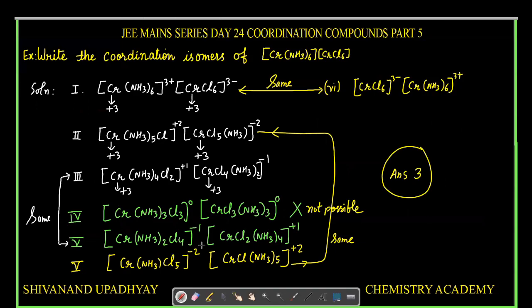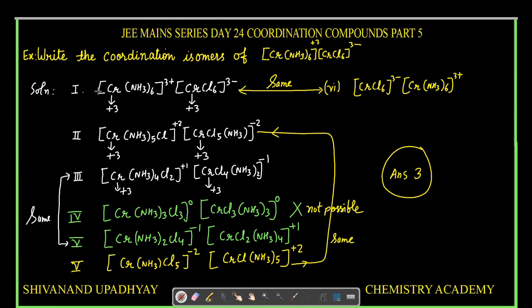Based on that, I have taken one example: write the coordination isomers of this compound. In this compound, chromium is in +3, and in this one also chromium is in +3. By hit and trial method, the coordination number is 6. I can write this as +3 and -3. And the coordination number is 6 in both complexes. So these two things, the oxidation number of chromium and the coordination number of chromium, should not change. So let us do it scientifically.